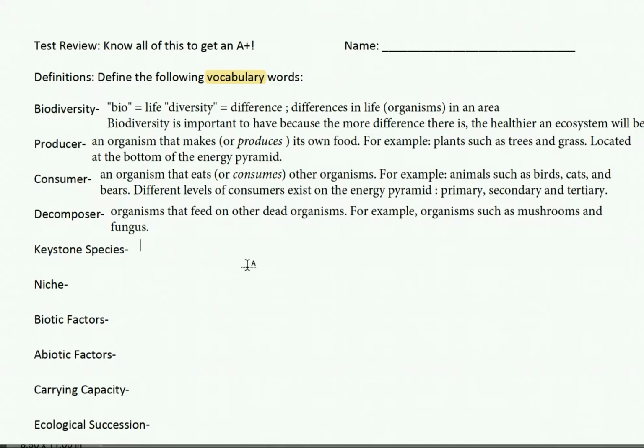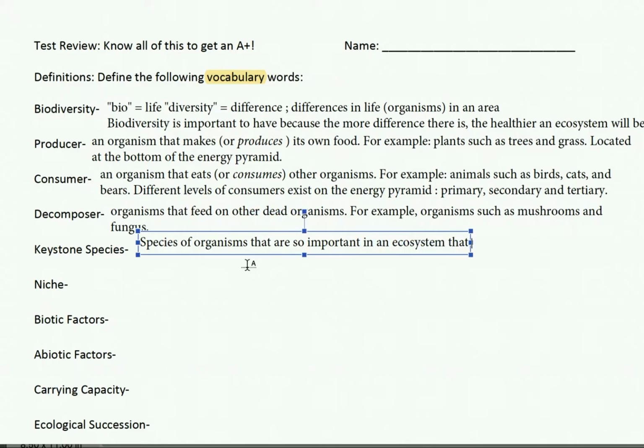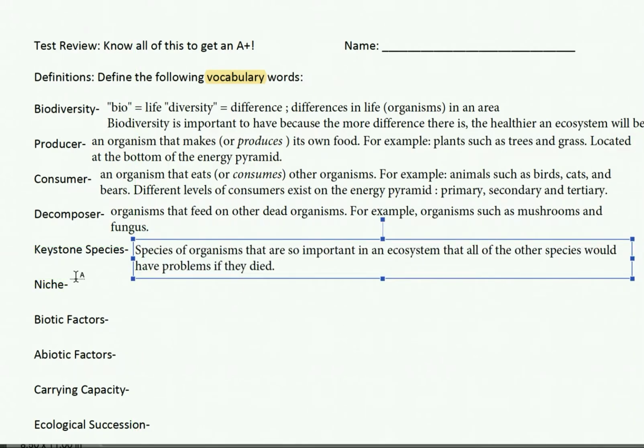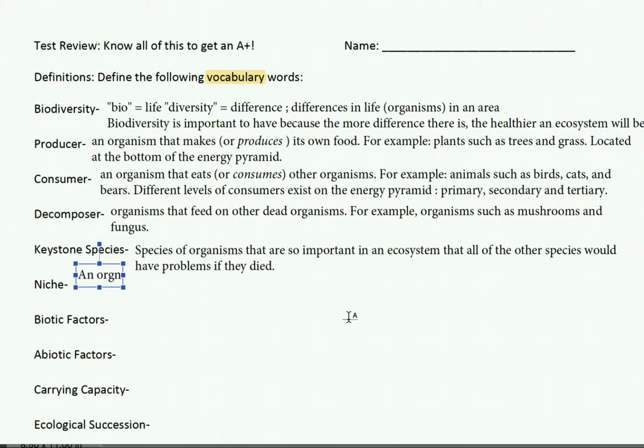Keystone species. Species of organisms that are so important in an ecosystem that all of the other species would have problems if they died. Okay? Niche. The role an organism plays, or how it functions, in its ecosystem.